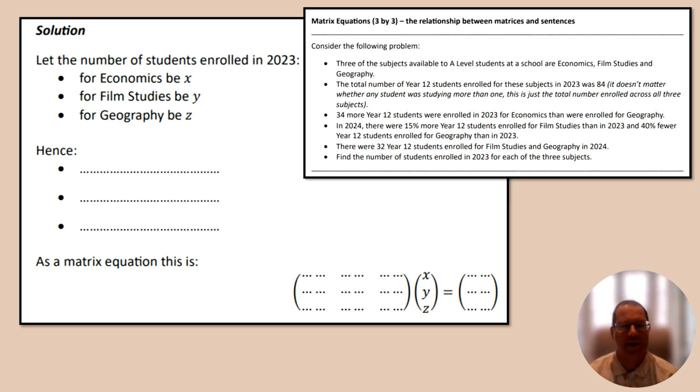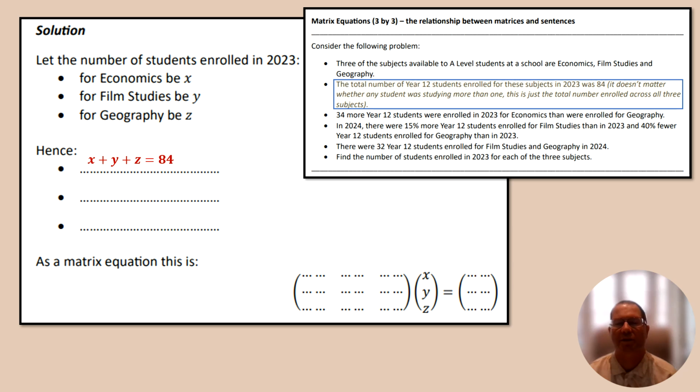So let's use X, Y, and Z to represent the number of students enrolled in 2023 for economics, film studies, and geography. So the total number of Year 12 students enrolled for the 3 subjects in 2023 was 84. So if X is the number of students studying economics, Y film studies and Z geography, then the sum of X, Y and Z is going to equal 84. Hence X plus Y plus Z is equal to 84.